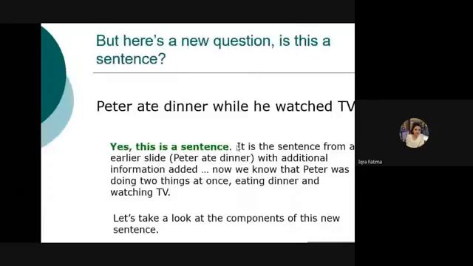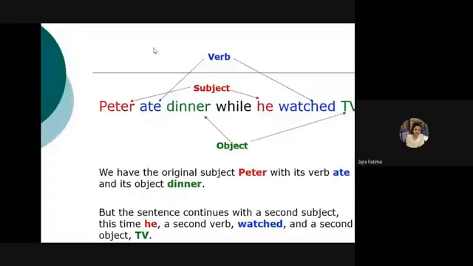Now you can see this example. Is this a sentence? Peter ate dinner while he watched TV. Yes, this is a sentence. It is a sentence which we talked about earlier when we were talking about clauses. So let's look at the components of this sentence. Now let's talk about the syntactical features of this sentence.